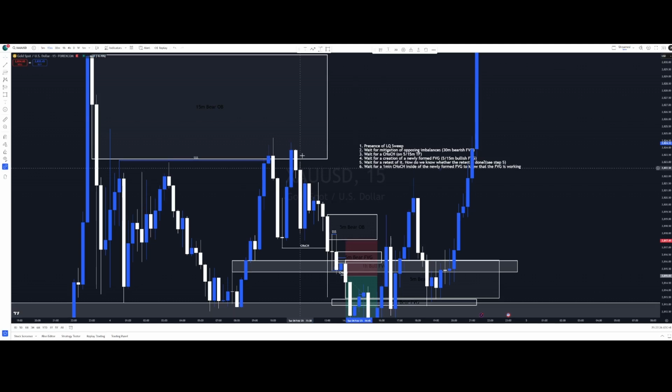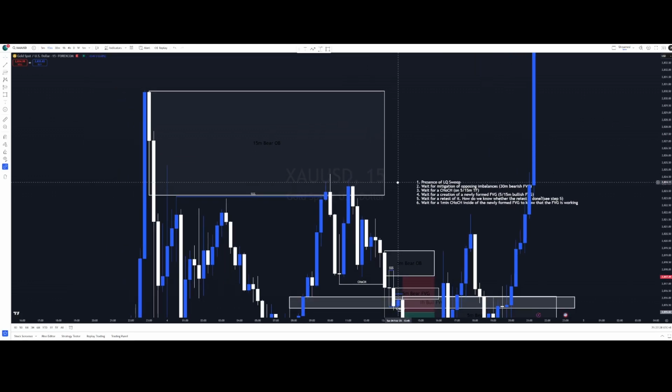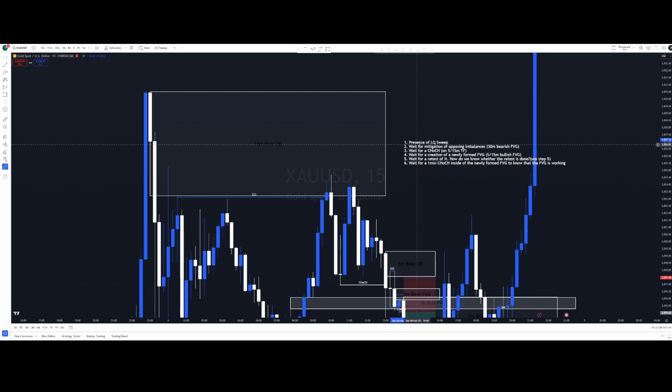Hey traders, let's take a look at a trade that I took on gold today. So here are the 6 steps that we normally follow for our trading plan.